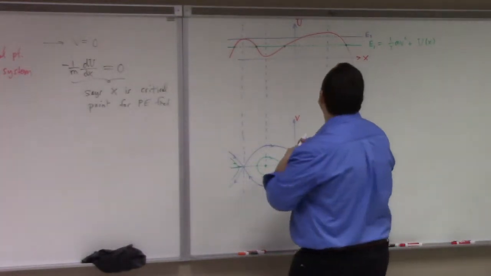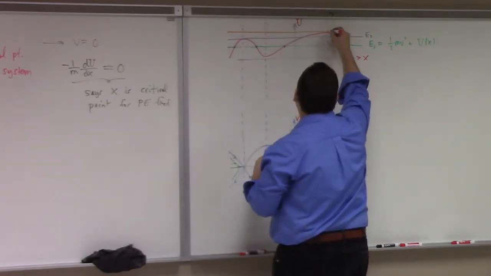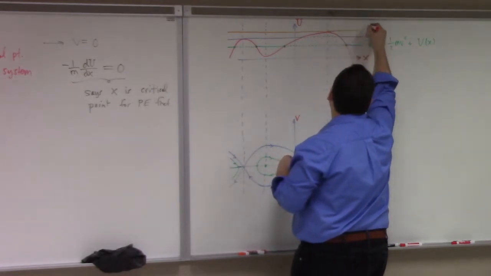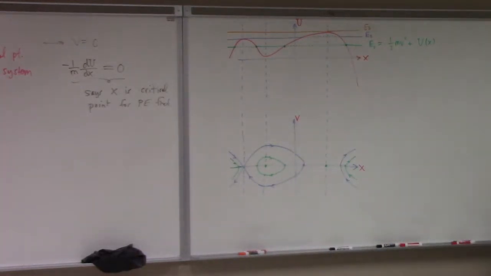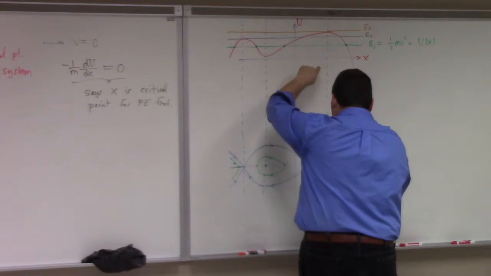Let's do another one up here. I'm trying to make it just hit the top of that one. I mean E3, sorry. That was supposed to be straight. So here, no motion is forbidden. Energy is greater than the potential energy everywhere, so there's no forbidden region. But it has velocity 0 right there, apparently.